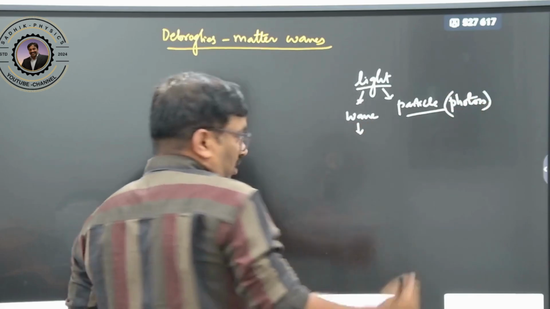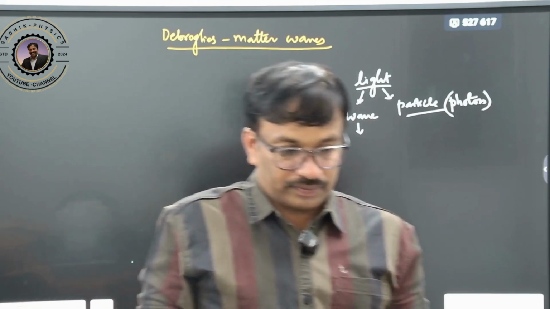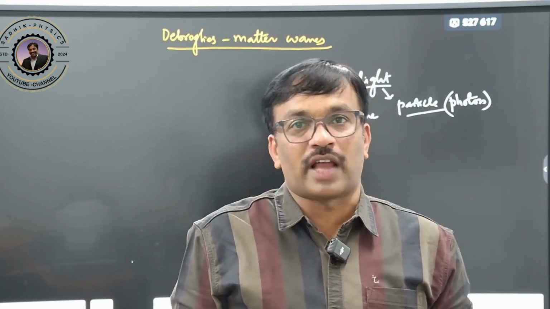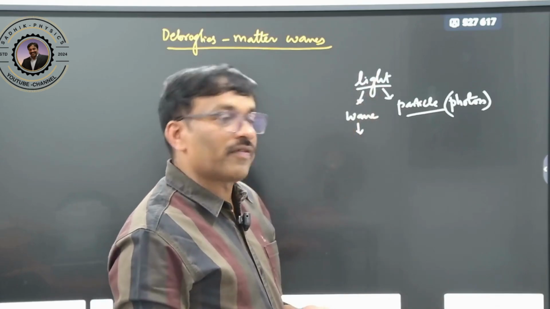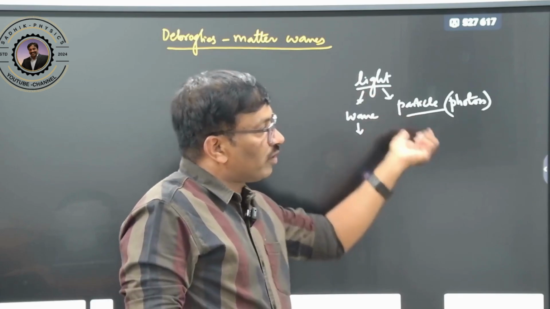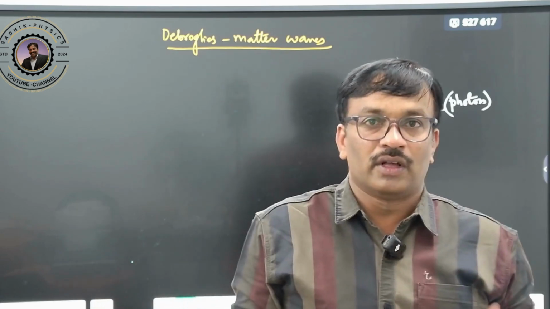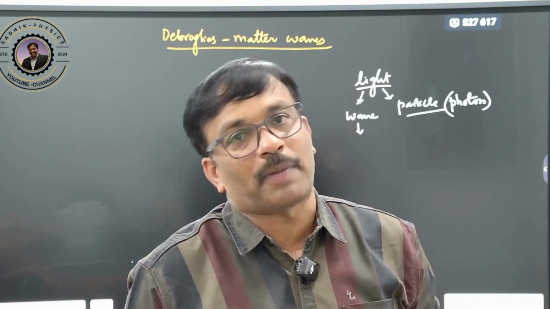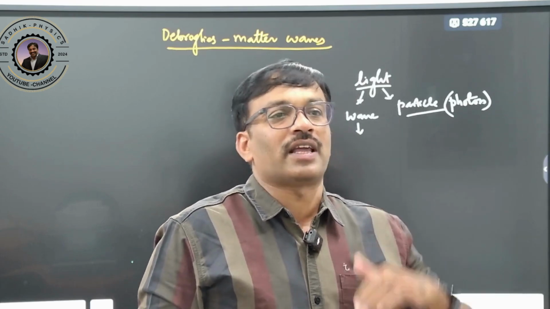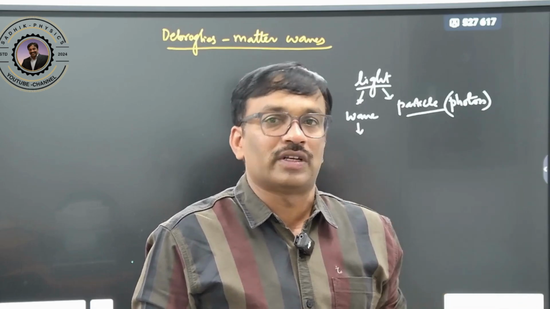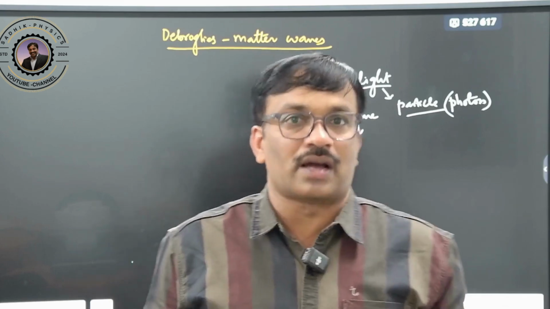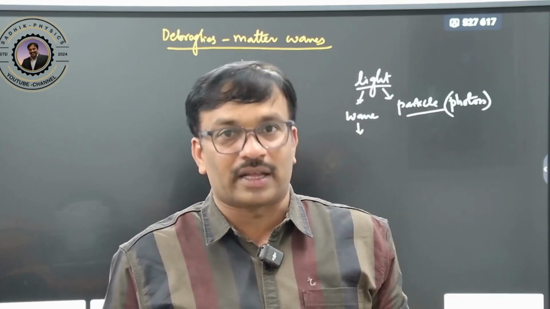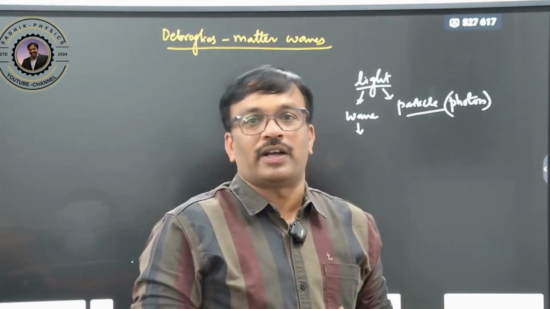Wave nature is shown by interference, diffraction and polarization. Light also shows the photoelectric effect and the Compton effect, so it behaves like a particle. For a wave we study wavelength, frequency and velocity; for a particle we study mass, velocity, momentum and kinetic energy. So these are two different scenarios.